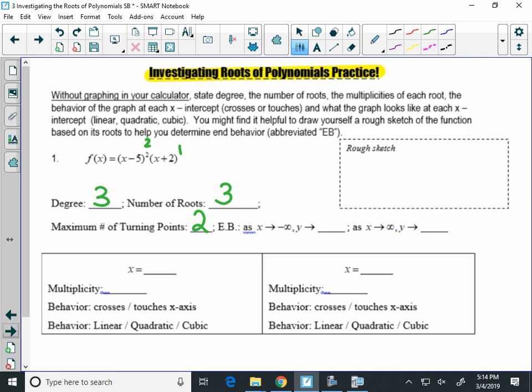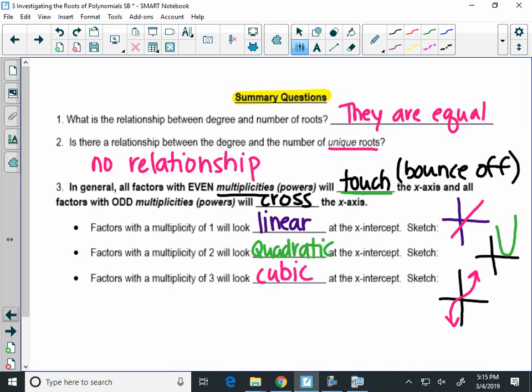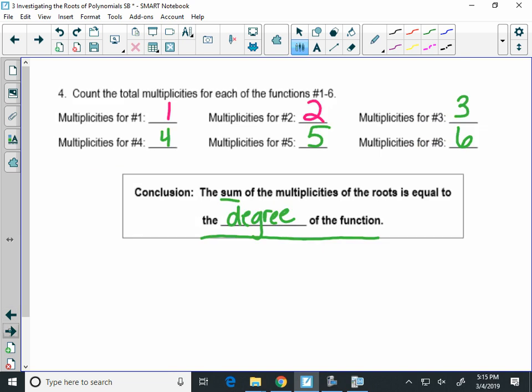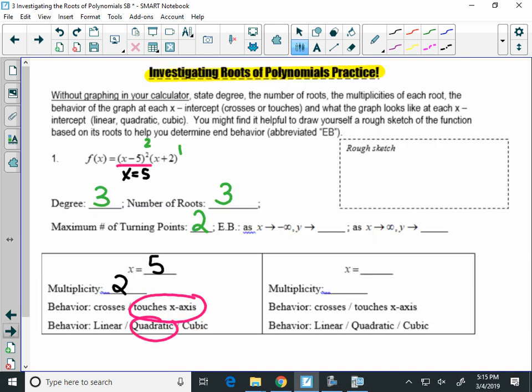Now I'm going to come back into the end behavior in just a second, but let's talk about the roots here. Remember, we use the zero product law. This root of x minus 5, well, it actually gives me a root at positive 5. Now, its multiplicity is 2. That's the exponent on that root. So its multiplicity is 2, which means it's an even number. It's going to touch or bounce off the axis. And we said even multiplicities of 2 are going to look quadratic at the axis. So it's going to bounce off.